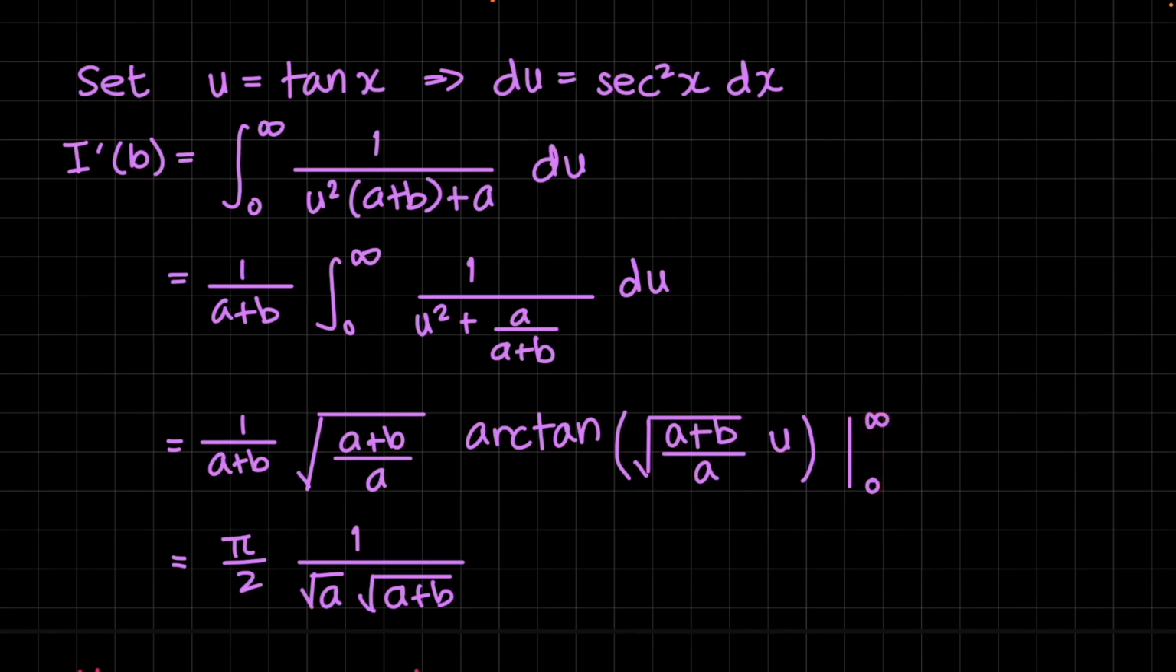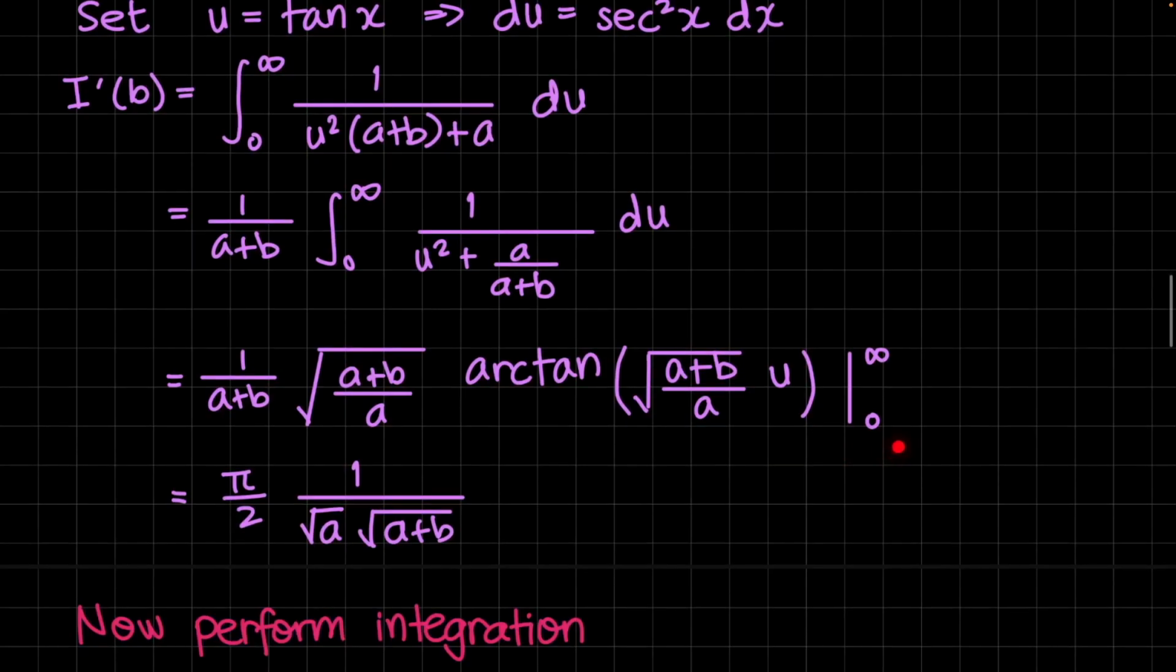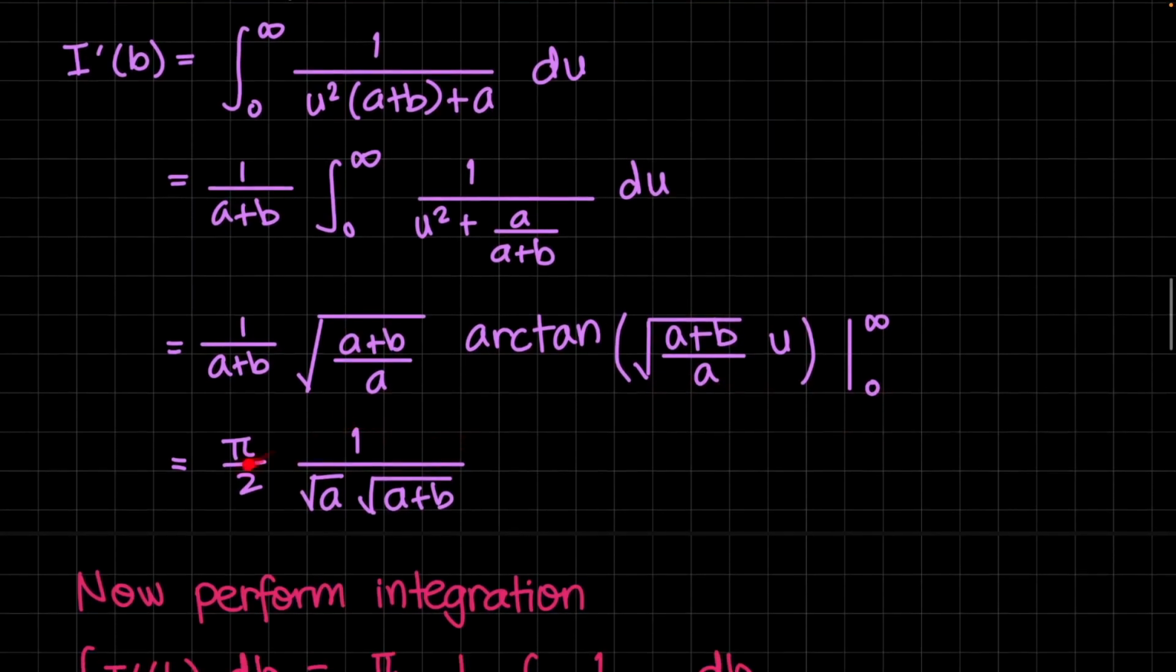So at infinity, we have arctan infinity, which is pi over 2, and at 0, we have arctan 0, which is 0. So we just get pi over 2 times 1 over square root a times square root of a plus b. Now, what I've done here is I've simplified this. 1 over a plus b times square root a plus b in the numerator will become 1 over square root of a plus b, and that's what I have. Square root a is the same, and a pi over 2 from this arctan evaluation.